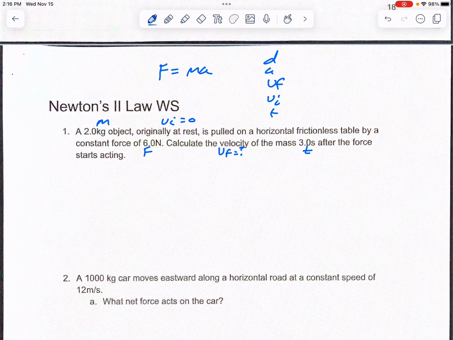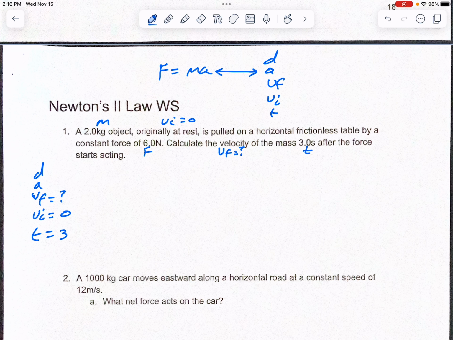I know VF is right here in the Daffy T, so we're going to set up our Daffy T. VF is what we're looking for. We know VI is 0. We know time is 3. I don't know A, and I don't know distance. I don't know which one to put a line through or which one to fill in. So this is what we mean by we can start incorporating F equals ma. If you look, A is the only thing that's interchangeable between these two.